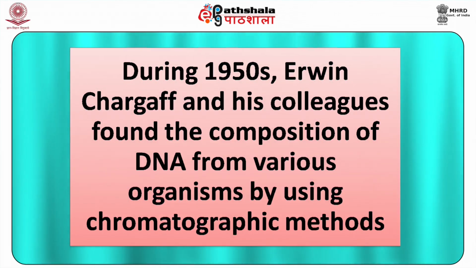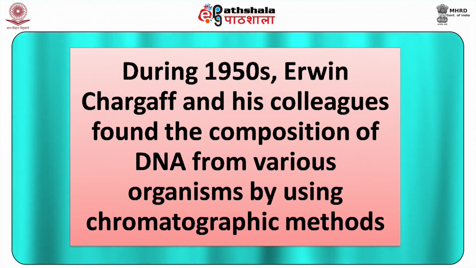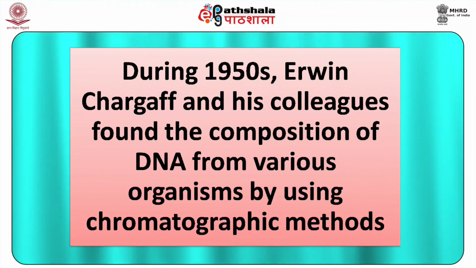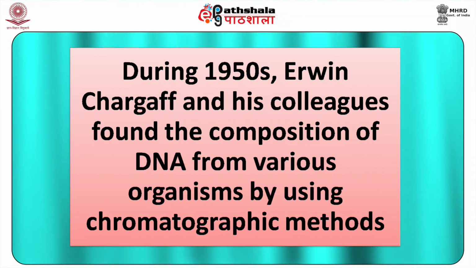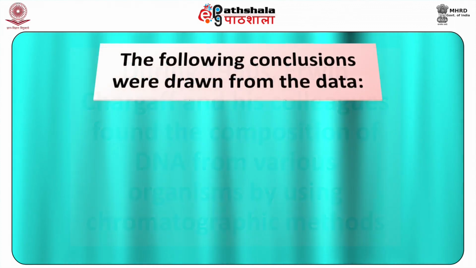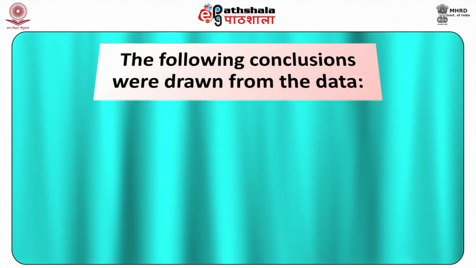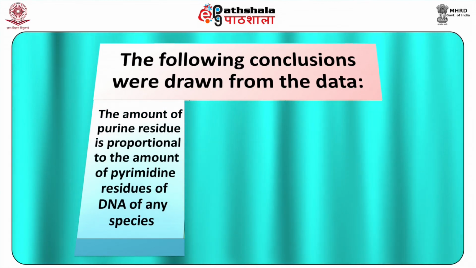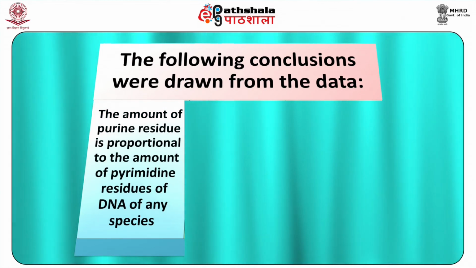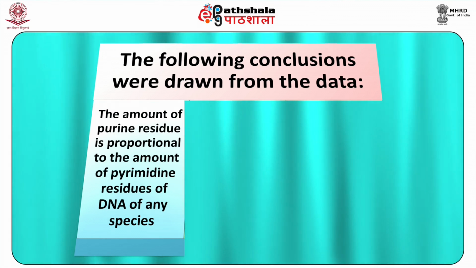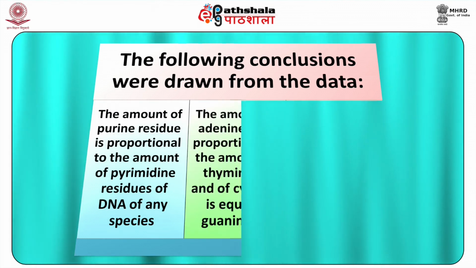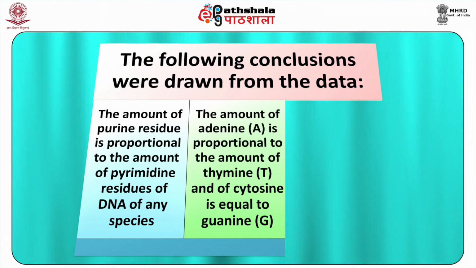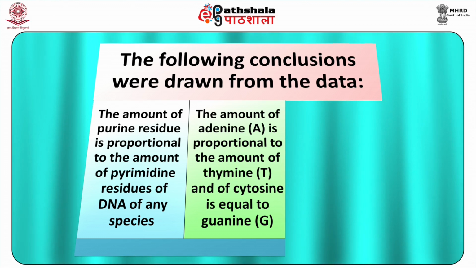During the 1950s, Erwin Chargaff and his colleagues found the composition of DNA from various organisms by using chromatographic methods. The following conclusions were drawn from the data. First, the amount of purine residues is proportional to the amount of pyrimidine residues of DNA of any species. Second, the amount of adenine is equal to the amount of thymine, and of cytosine is equal to guanine.